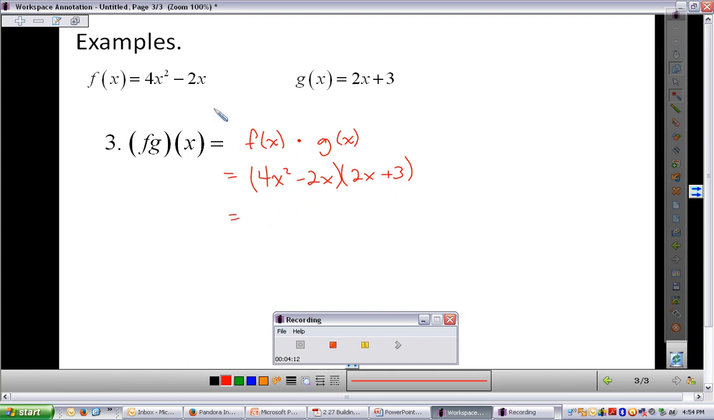So now I need to FOIL this. Since they're both binomials, I can FOIL, which works out well for us. As we all know how to FOIL, we take the first term times the first term and the second one, and so on. First, outer, inner, last for the FOIL.